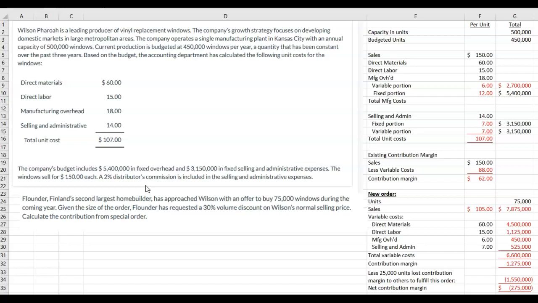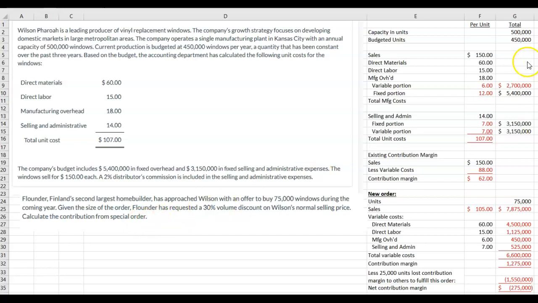Okay. Now, Flounder, Finland's second largest home builder, has approached Wilson with an offer to buy 75,000 windows during the coming year. That's a very large order. Given the size of the order, Flounder has requested a 30% volume discount off of the normal selling price, and we're asked to calculate the contribution from the special order.